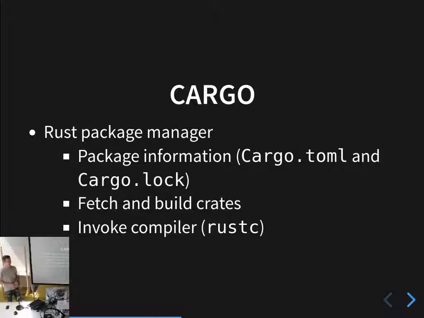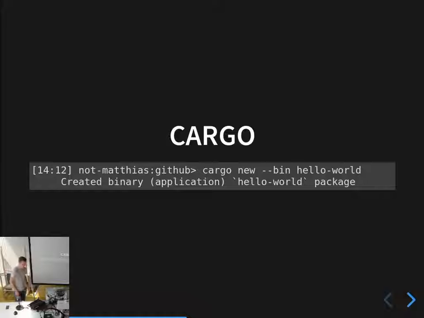So Cargo is the package manager, and Cargo essentially makes sure that it automatically pulls the packages, builds a project, and invokes the compiler. If you want to create a new project, you can just call cargo new --bin and then the name of the project. Here we are creating a new project called Hello World, and it's a binary project, so we can actually run it.